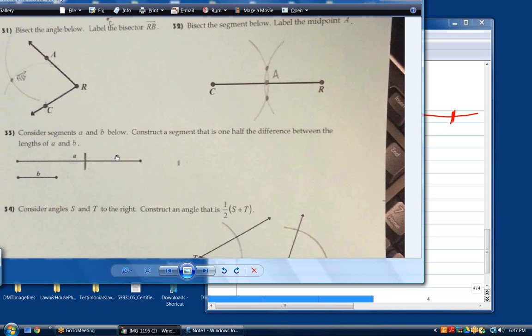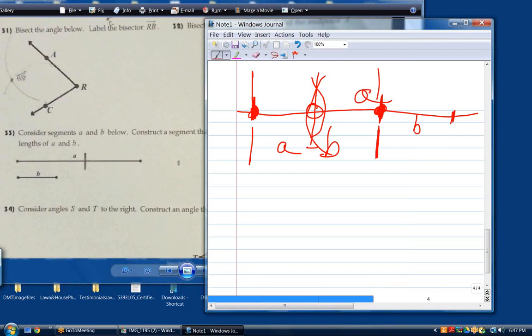The only reason this is a hard problem is because, first of all, you have to construct A minus B. And then you have to take half of that line segment. So this is really a combination of two problems. Constructing A minus B, which is relatively easy, and then bisecting that difference. Bisecting A minus B.